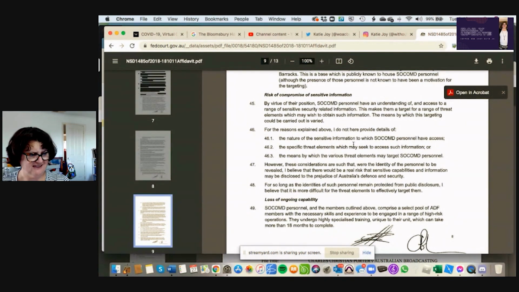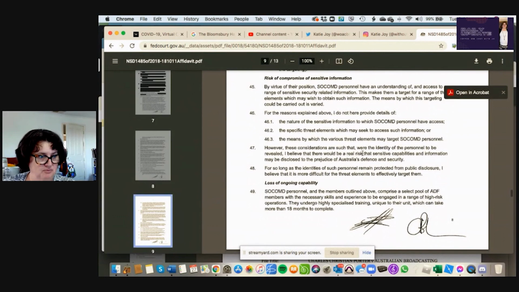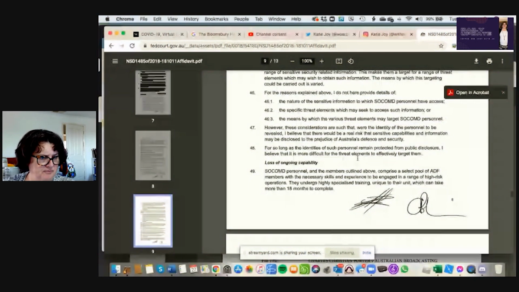However, these considerations are such that, were the identity of the personnel to be revealed, I believe there would be a real risk that sensitive capabilities and information may be disclosed to the prejudice of Australia's defence and security. For so long as the identities of such personnel remain protected from public disclosure, I believe it is more difficult for threat elements to effectively target them.